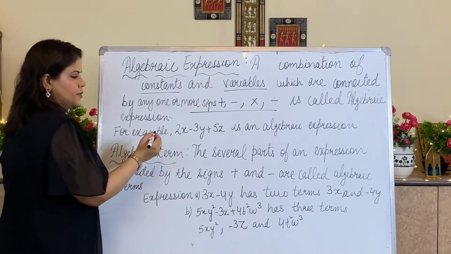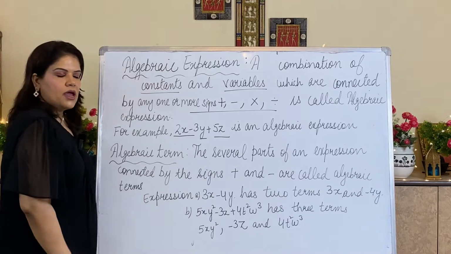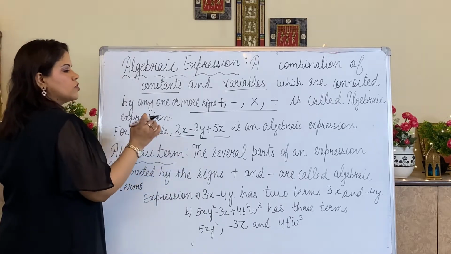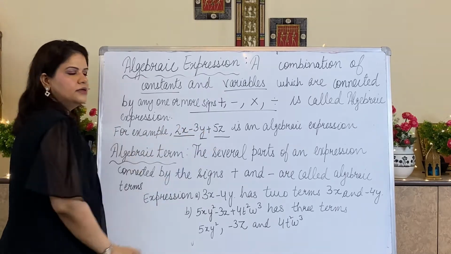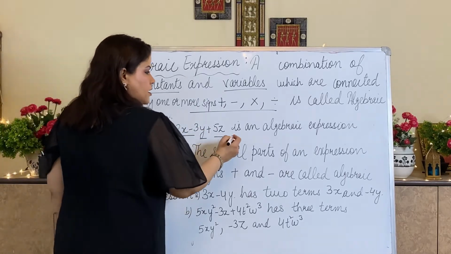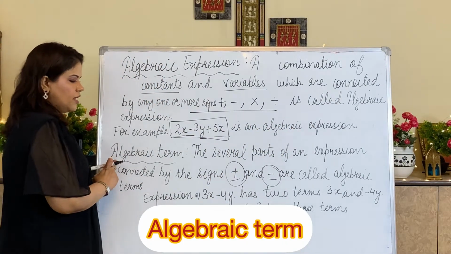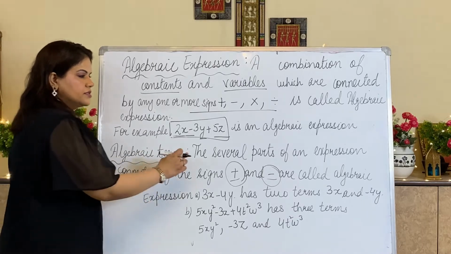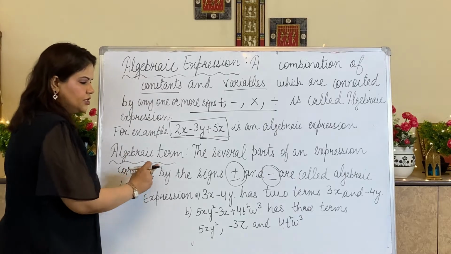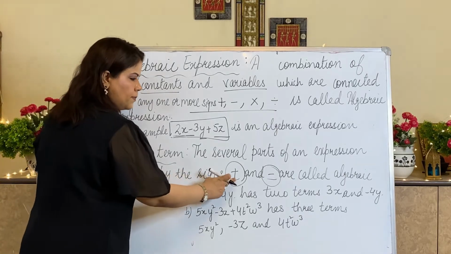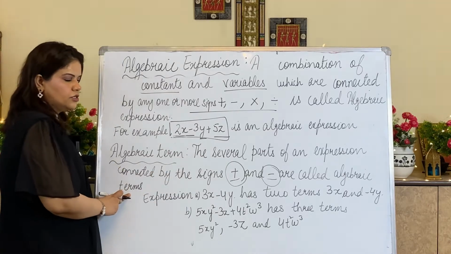For example, 2x minus 3y plus 5z. It is a combination of constants and variables, and they are connected by signs. This is an algebraic expression. Now I'm taking algebraic term. The several parts of an expression connected by the signs plus and minus are called algebraic terms.